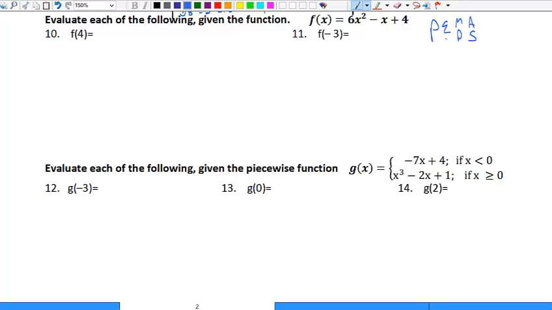Now I put the P, E, M, and D is multiply and divide. I put that on top of each other because that's really only one step, and then A and S. Don't forget you're going left to right. So please follow your PEMDAS. That's the only way people usually mess this one up.